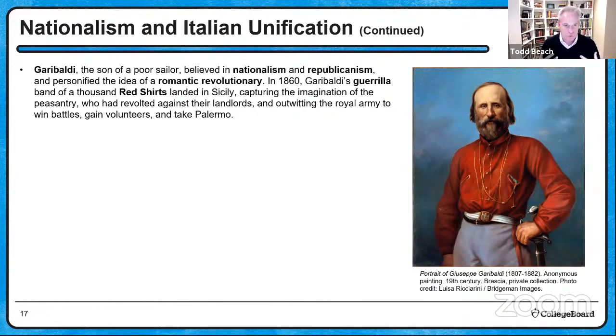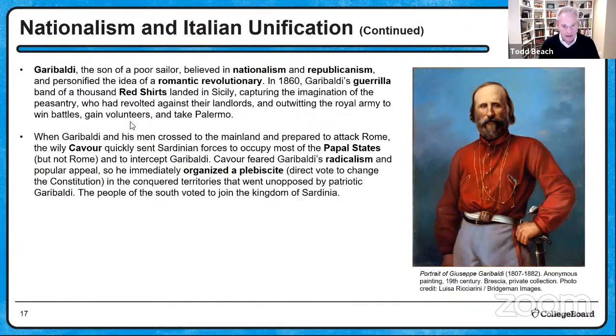In 1860, Garibaldi's guerrilla band of 1,000 red shirts land in Sicily, capture the imagination of the peasantry who support them. They revolt against their landlords. They outwit the royal army. They win battles. They gain volunteers. They take Palermo. And now they're going to cross over from the island of Sicily to the mainland. So I always tell students, if you can imagine the map of Italy, which is the boot, Sicily is like the soccer ball, and the boot is kicking, and they're going to cross over.